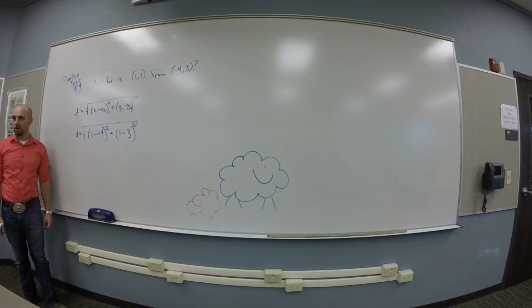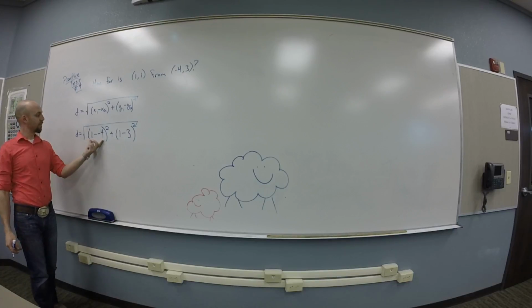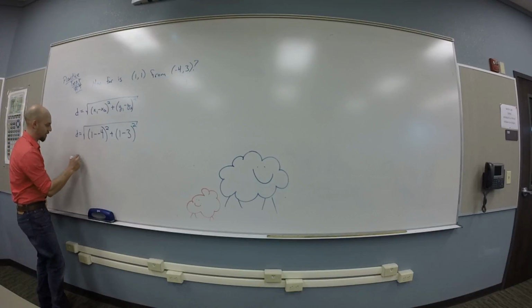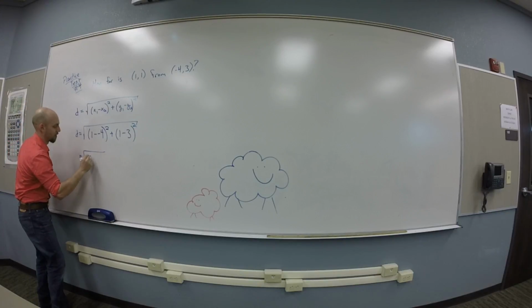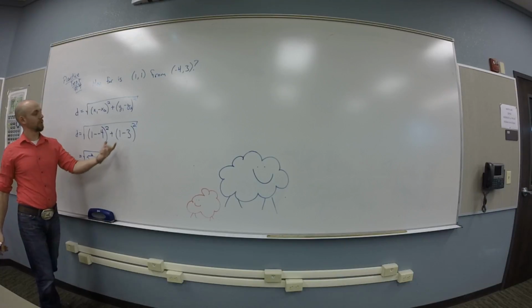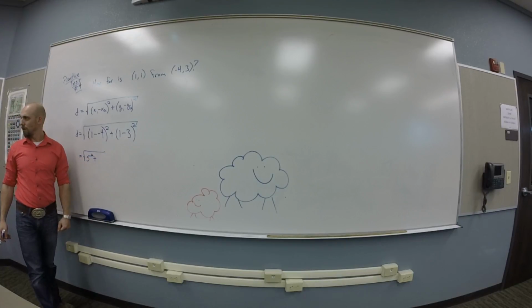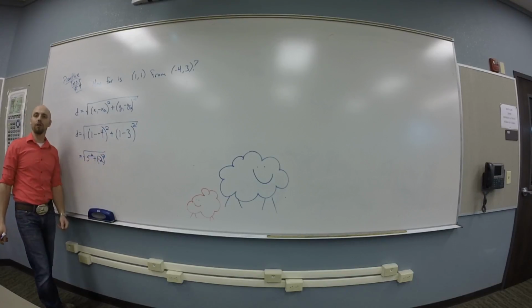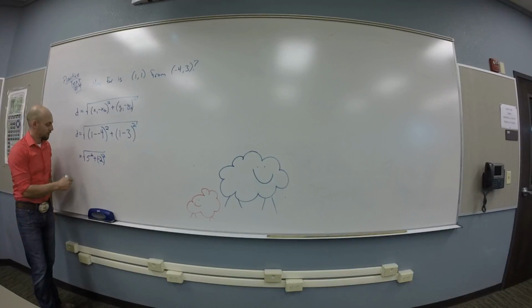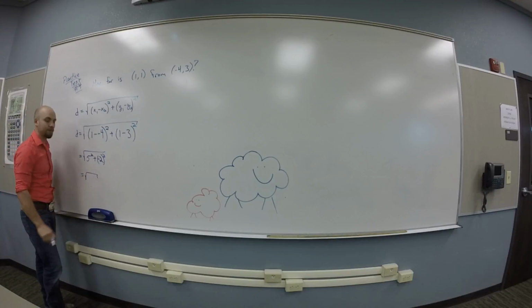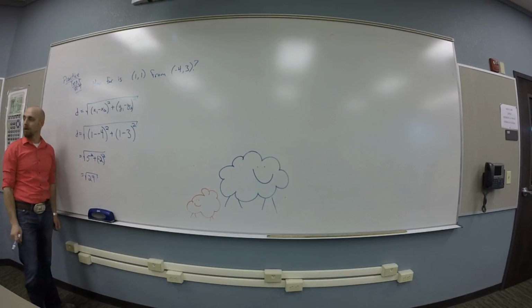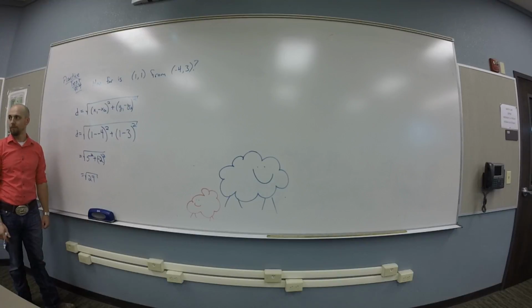So then what? Yeah, so then I do the stuff inside the parentheses first. So here, what do you got? What's 1 minus negative 4? 5. So you got 5 squared plus, what's 1 minus 3? Negative 2, and I want to square that. Make sure you're squaring the whole thing, right? So you'll get the square root of 25 plus 4, which is 29. Cool.